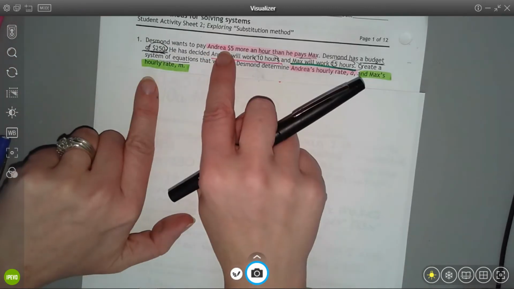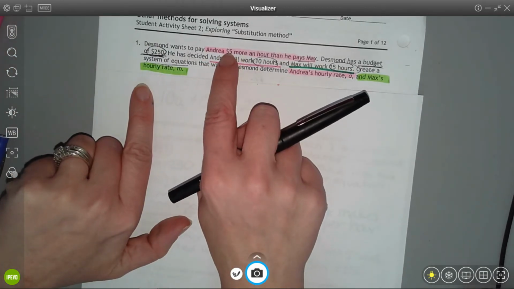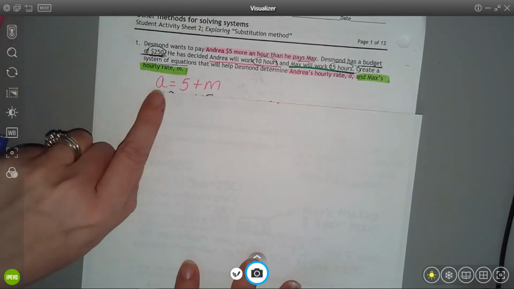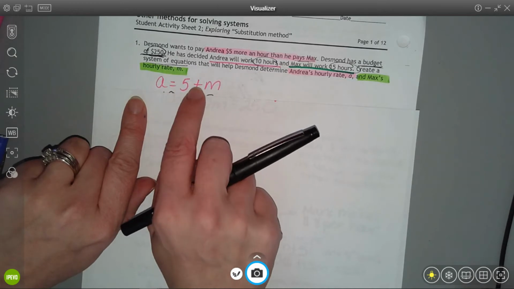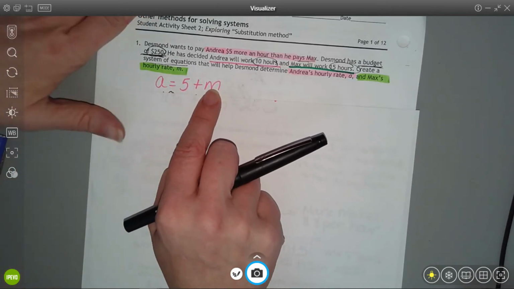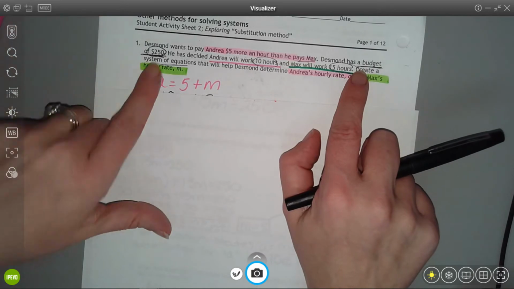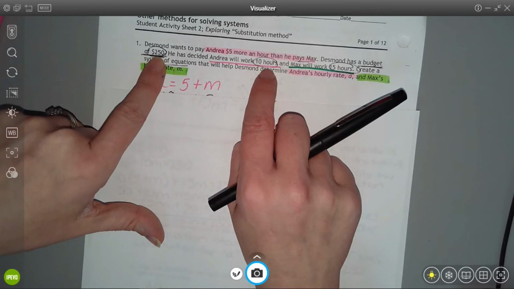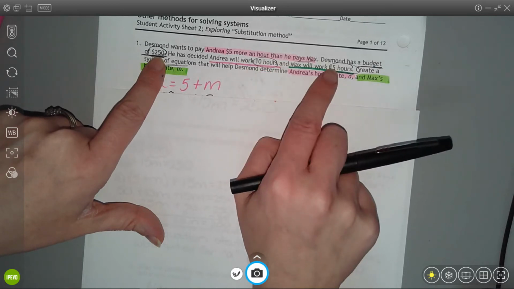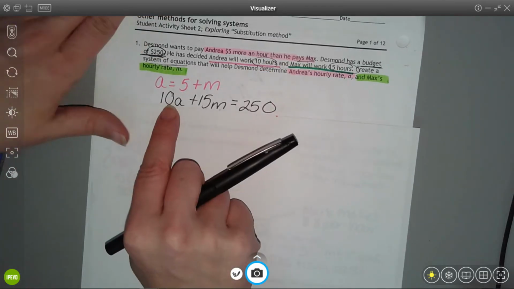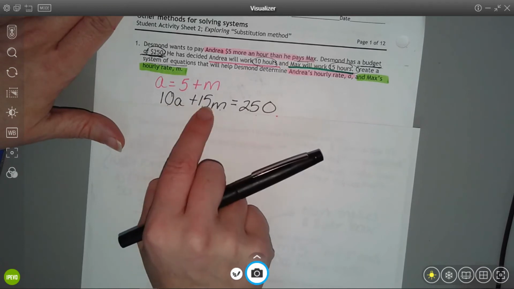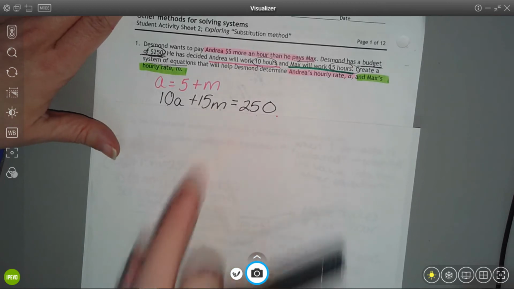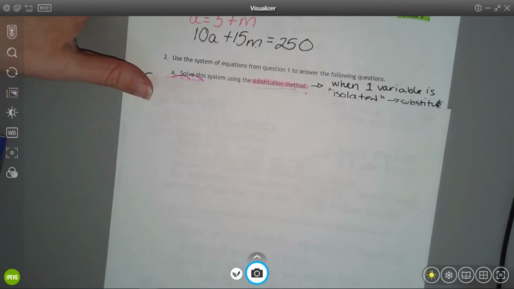So let's talk about this first line here. Andrea is going to get paid $5 more an hour than Max. So that comes up as Andrea gets paid $5 plus Max's wage. My second equation is going to go off of the budget of $250 and that Andrea is going to work 10 hours and Max is going to work 15. So we're going to say 10 hours times Andrea's rate plus 15 hours times Max's rate will equal $250. So that was our equations.